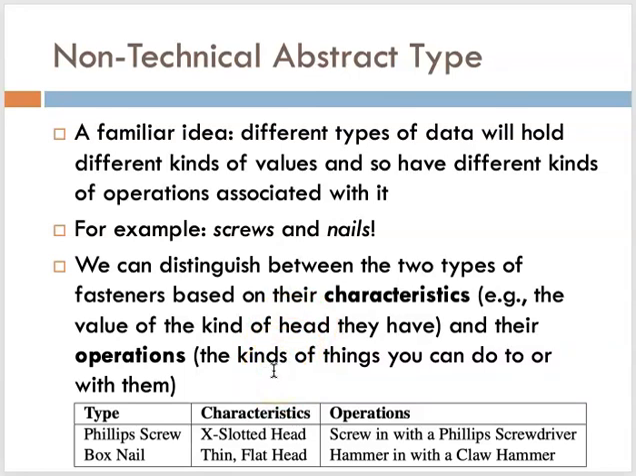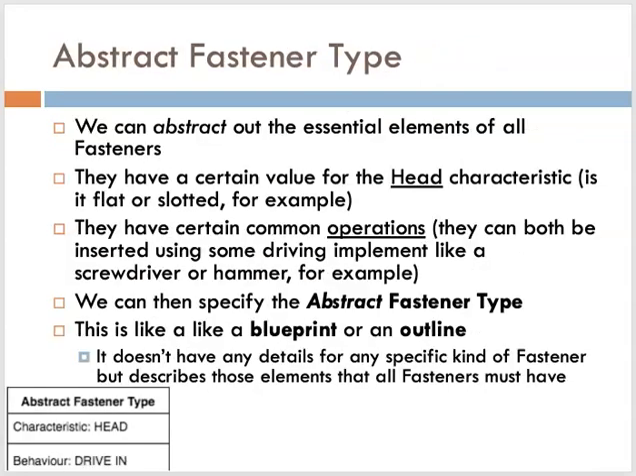And then because of the different kinds of characteristics that they have, the different kind of head that they have, you can have different operations that you can do on them. The operations, the kinds of things that you can do to or with them. So the operation that you can do to a box nail would be you can hammer it, right? It's got a flat head, so you can just hit that sucker. But what you can do with a Phillips screw is use a Phillips screwdriver and use the benefit of an inclined plane to have it penetrate surfaces differently than you might using just an ordinary box nail.